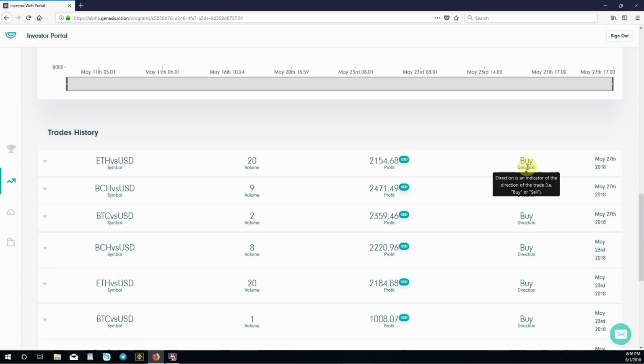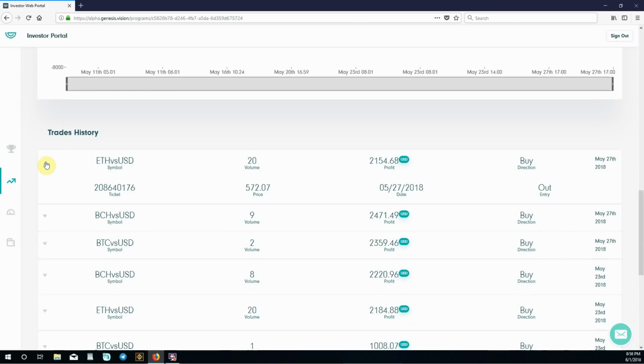Buy is a direction, an indicator of the direction of the trade, a buy or a sell. Here's the date the trade was placed. We click this little drop down arrow, we see a ticket, which is a unique trade ID. When this gets put into the Genesis Vision platform, this is proof that it happened right here. Price is a price of a base trading instrument unit, and it is the value of the quoted currency. Date, May 27, 2018, this trade was placed. And entry is the status of the trade was out or in.